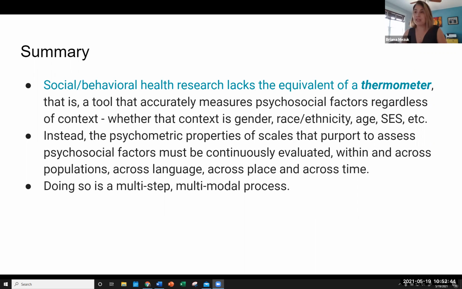These issues need to be baked into our science, and to do that is a multi-step, multimodal process. And with that, I will stop.